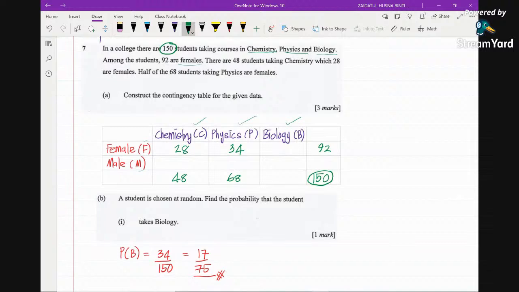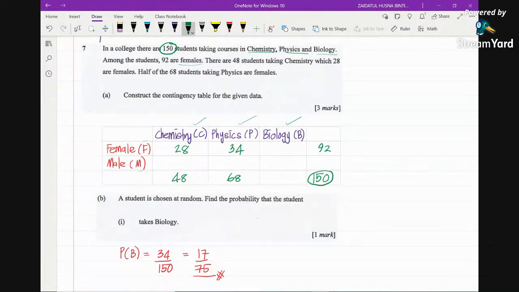I need to remind you that whenever you choose letters to represent events, make sure the letters are not identical. Let's say if you have chosen C for chemistry, don't put the letter C for other subjects or for the genders, because we don't want to get confused. We cannot have one letter to represent two events. So that's one thing.